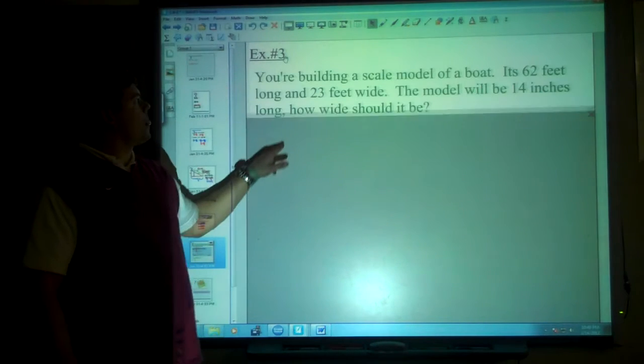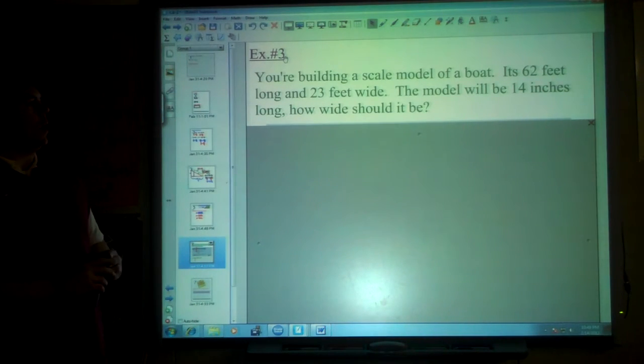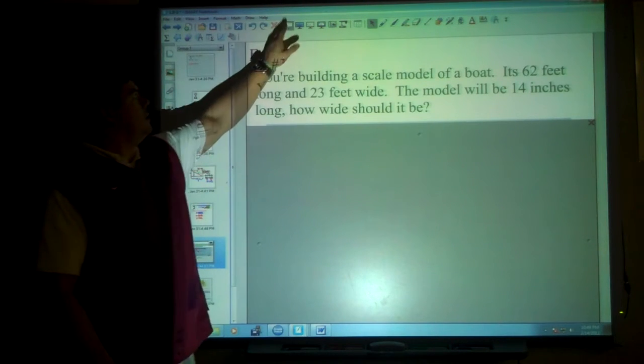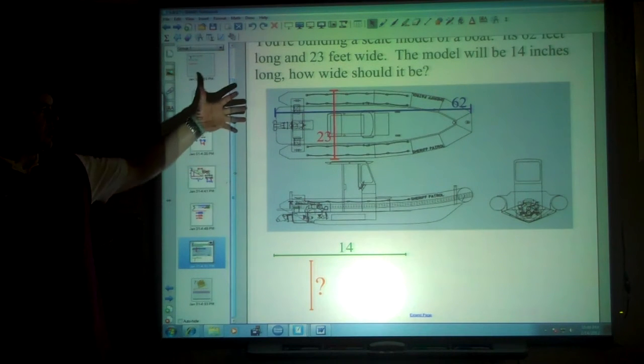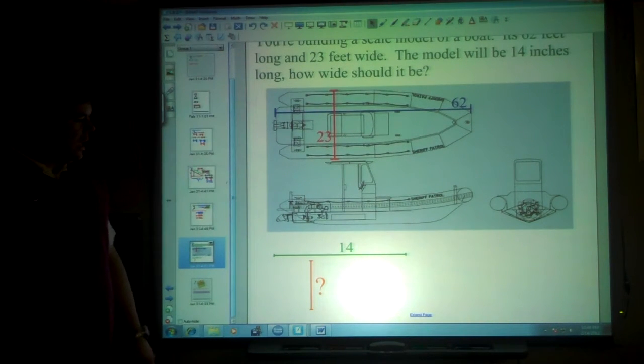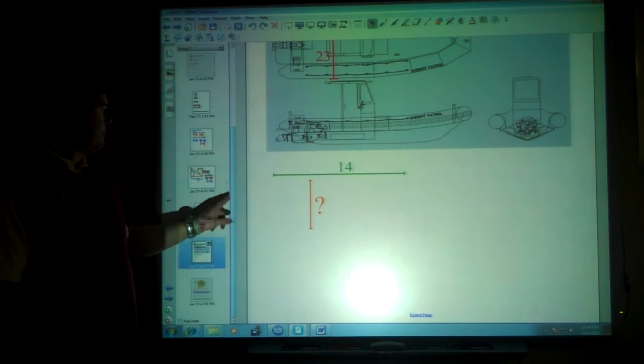Last problem. You're building a scale model of a boat. It's 62 feet long and 23 feet wide. The model will be 14 inches long. How wide should it be? So here's the boat that's 23 feet by 62. That's the actual dimensions. It's a very big boat. And then we have another one. We're trying to make the model. It's going to be 14 by what?